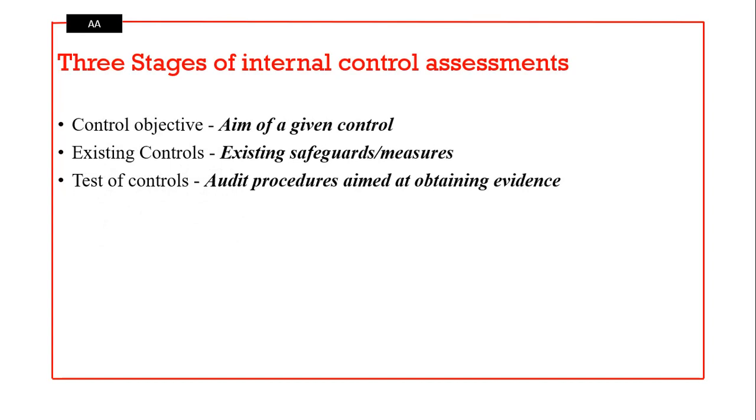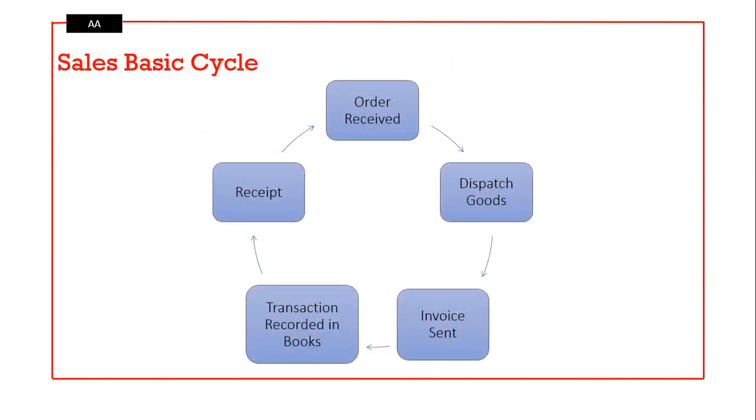It's very important in our discussion to appreciate three issues as we get on into it. Control objective: this is what a control is trying to achieve. Existing controls: controls are simply safeguards, measures put in place by managers to preserve value or shareholders' wealth. Tests of controls: this looks at audit procedures undertaken by the auditor aimed at obtaining evidence. And so we start with your sales cycle.